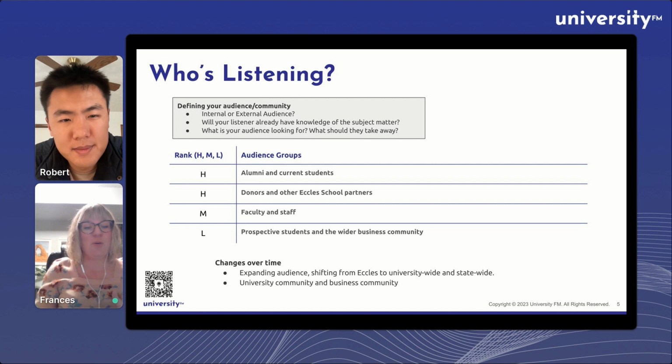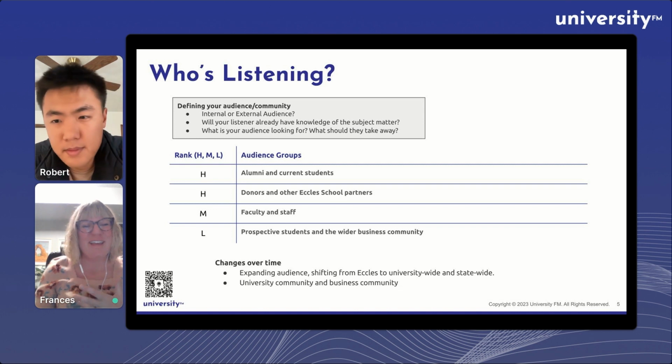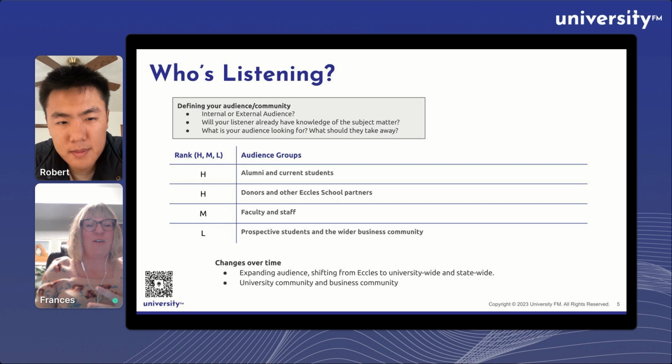From there, we moved to donors and other Eccles School partners. So these are people who are already engaged, but maybe we can use the podcast as an opportunity to show them a little love. If they're a donor to the school, show gratitude for that partnership and highlight it in a way that's mutually beneficial.